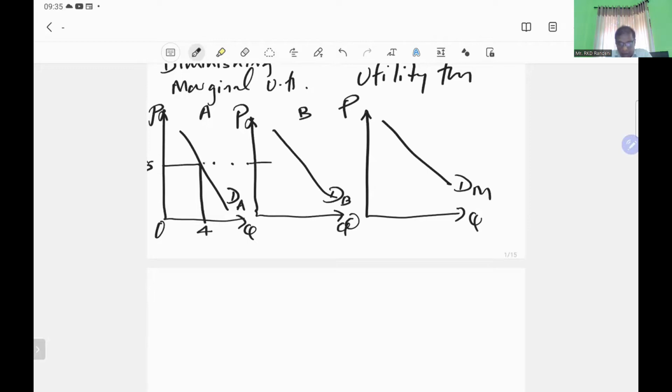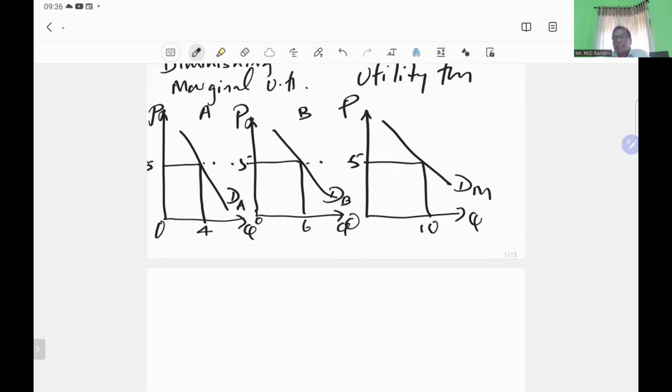Then here, at 5, it is 6 for B. You can add horizontally. Then the market demand at 5 rupees is 4 plus 6, that is 10. Right? Then you can realize how to derive the market demand curve. By adding individual demand curves horizontally, you can derive the market demand curve.